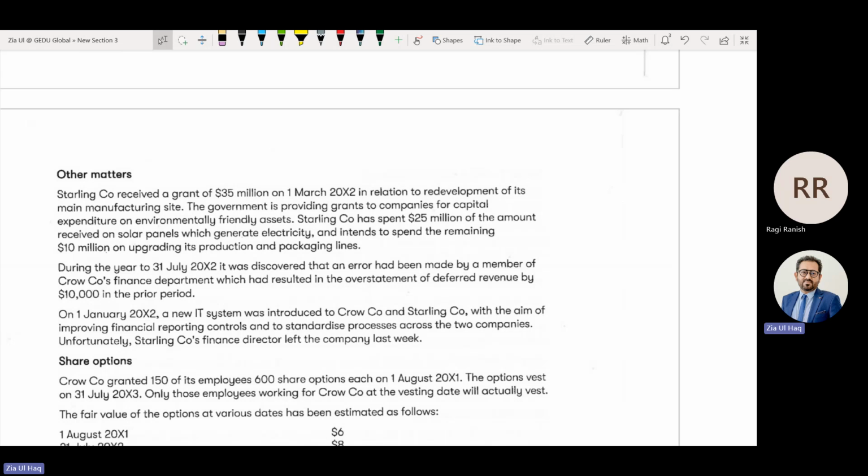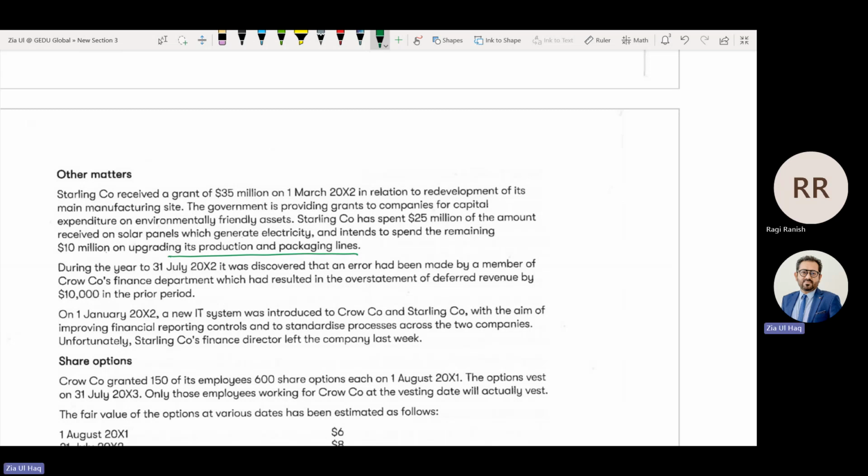This 35 million, we can compare materiality with what? Total assets. Okay. Starling company has spent 25 million of the amount received on solar panels. Okay, that is environmental friendly, which generate electricity, and intend to spend the remaining 10 million on upgrading its production and packaging line. If that 10 million is not spent on environmental friendly production or packaging line, this means they will not be meeting the condition attached to the grant.